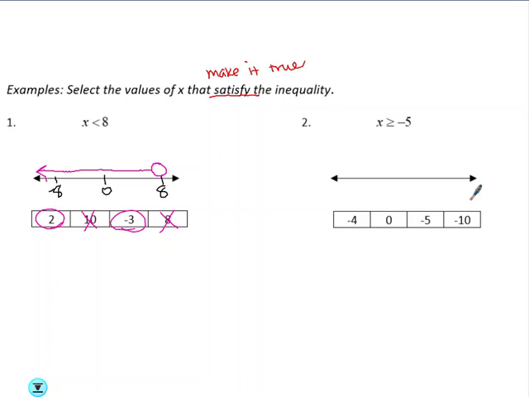If we look at the second problem, x is greater than or equal to -5. So it could be equal to or it could be greater than. Well, 0 is greater than -5. -4 is greater than -5. -10 is not greater than -5. If we graph this on a number line, we have -5, 0, 5. Since it's greater than or equal to, we have a closed circle. And since it's greater than, we're going to the right.